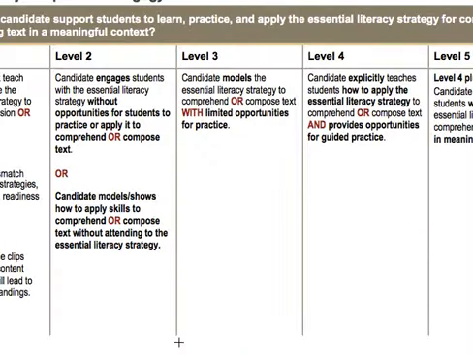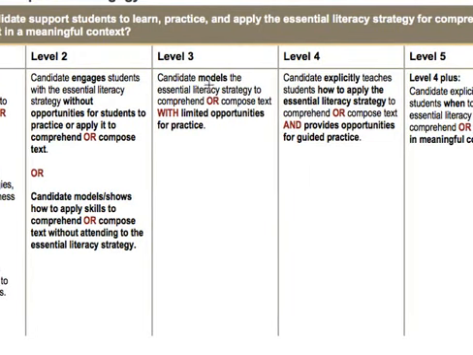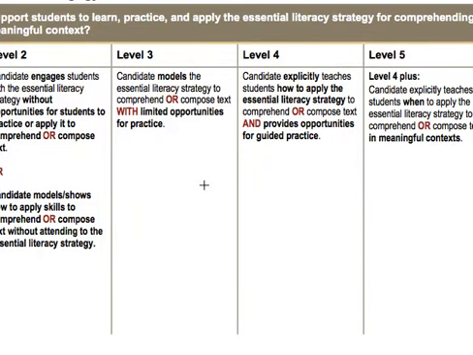And that becomes a little more clear if we look at the rubric itself. Level 3, again, what you're going for: candidate models the essential literacy strategy to comprehend or compose text with limited opportunities for practice. So all you have to do to get a 3, again, the bar is set really low here in my opinion. All you have to do is model the strategy and give them chances to practice and be able to talk about it. Incredibly easy.